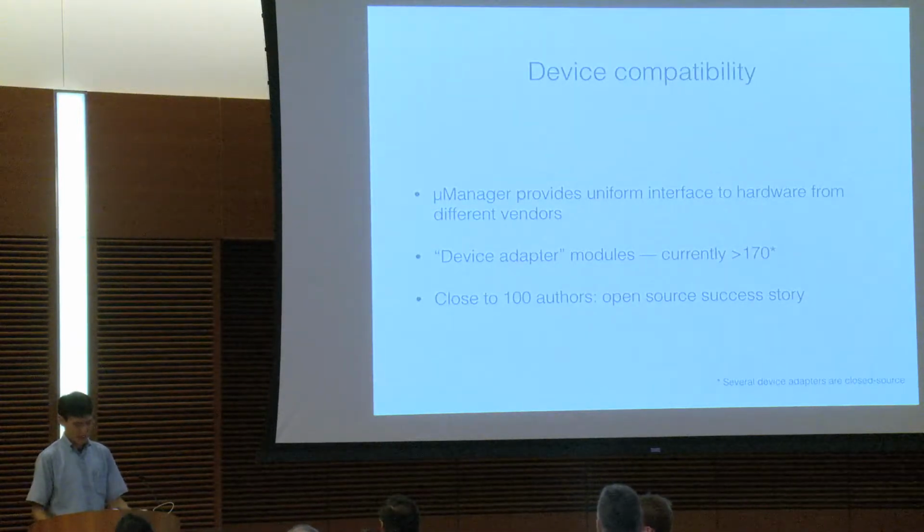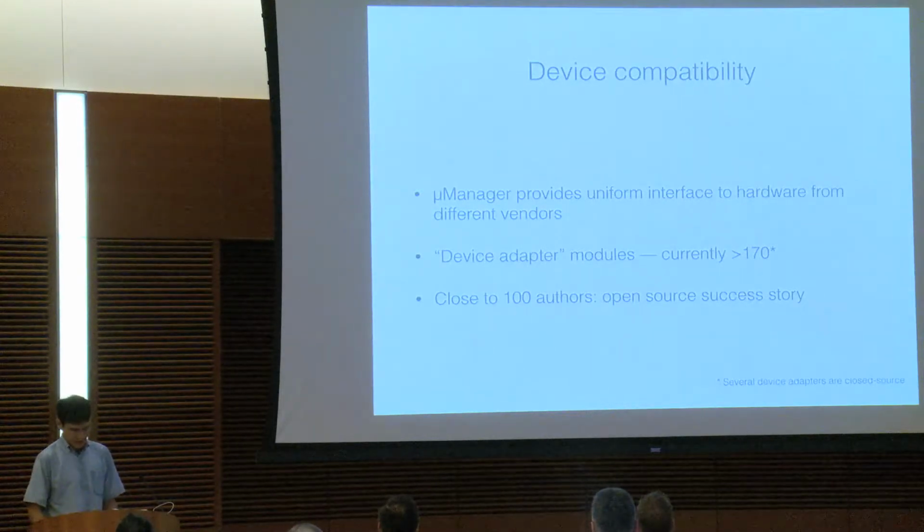µManager provides a uniform interface for all these devices so that if you build a microscope or set up an experiment using, for example, an XY stage from company A, and you want to run it in a different lab with an XY stage from company B, then you can just transport your experiment and it'll just run.